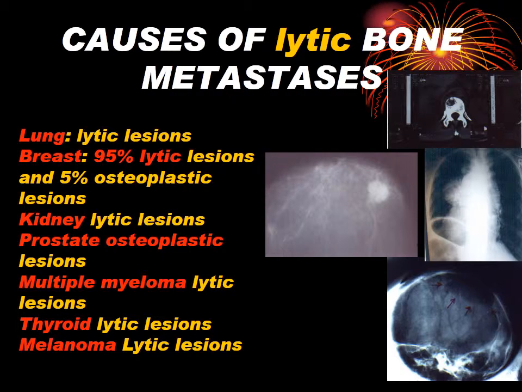Causes of lytic bone metastases. Now we look at lytic bone metastases. The lung gives lytic lesions, the breast 95% lytic lesions and only 5% osteoblastic. The kidney gives lytic lesions, prostate, osteoblastic lesions, multiple myeloma, lytic lesions, thyroid, lytic lesions, and melanoma, lytic lesions.